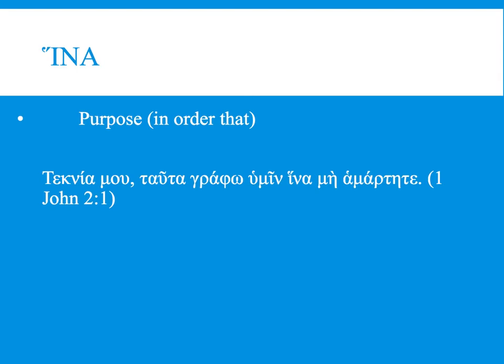One of the most common ones, of course, is purpose. And you'll find that you might do that instinctively. So we see in 1 John 2:1, Teknia mou, my children, tauta grapho, I am writing these things, humin, to you. Why? What is the purpose of the writing? Hina, in order that you might not sin. And of course, as I said with hina, usually you have the subjunctive. So that one's pretty straightforward, a purpose hina.